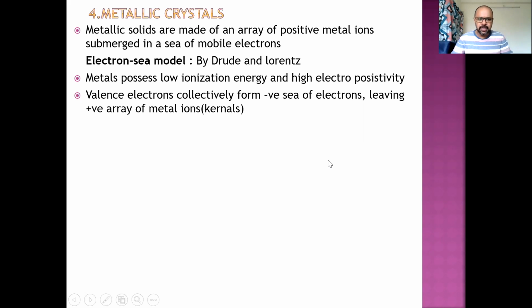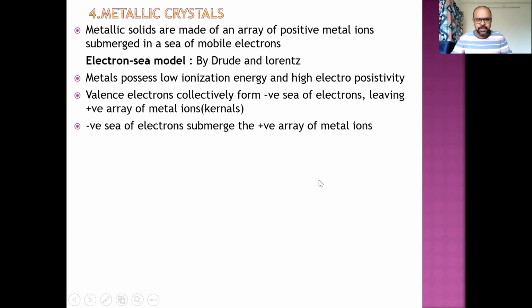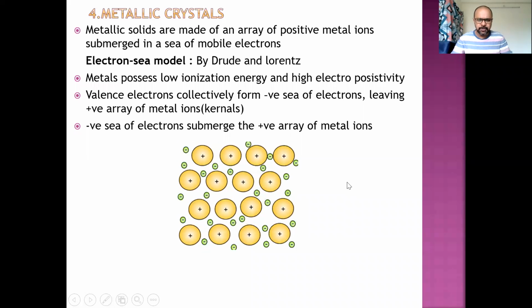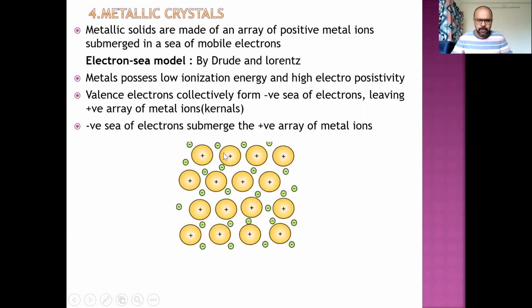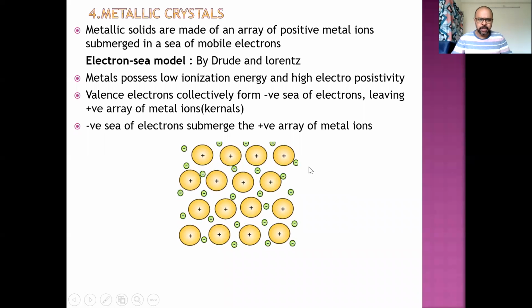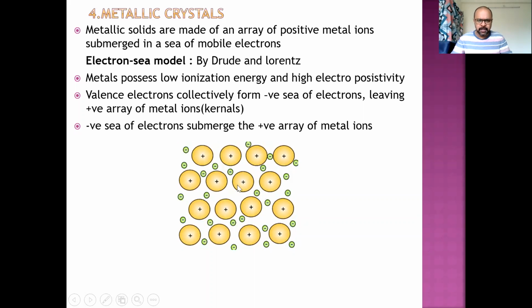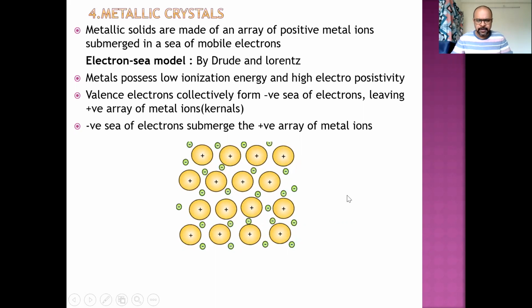So valence electrons collectively form a negative sea of electrons, leaving a positive array of metal ions, that is, kernels. The negative sea of electrons submerges the positive array of metal ions. The imagination can be something similar to this. After losing electrons from the valence shell, what remains as the core is positive. See, all these positive arrays of metal ions are submerged in a negative sea of electrons.